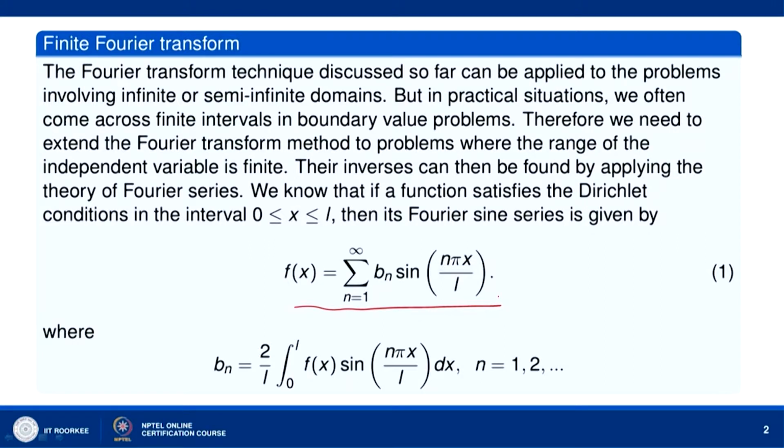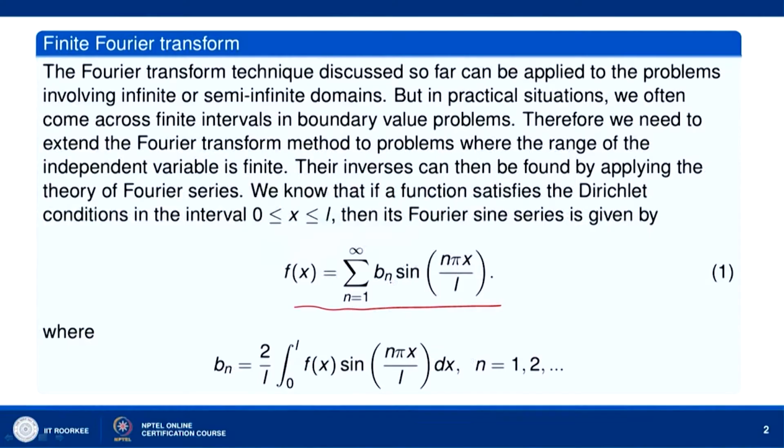When the function is defined over the half range 0 ≤ x ≤ L, then we can extend this function over the other half, that is −L ≤ x ≤ 0, by considering f to be an even or an odd function. If you consider f to be an odd function, then you will get the Fourier sine series, which is known as the half range Fourier series.